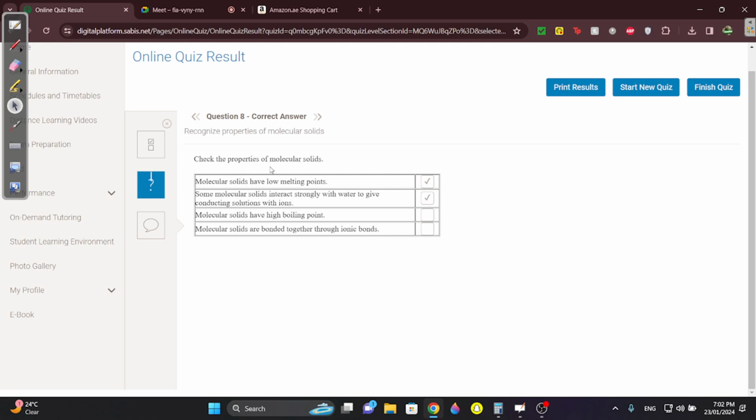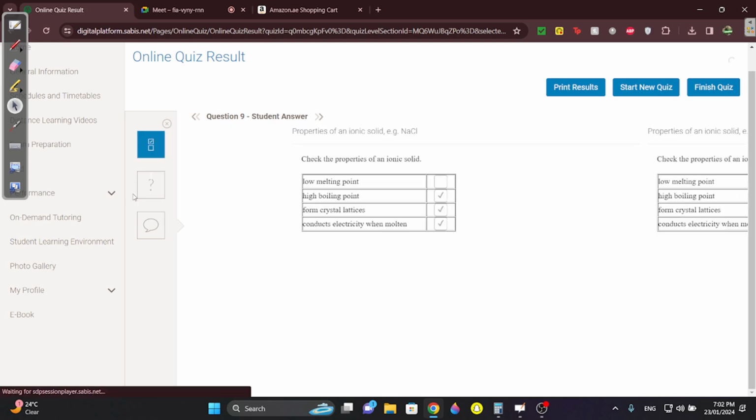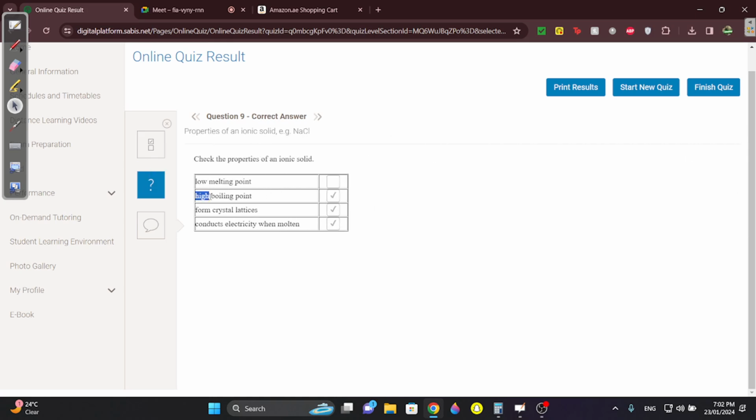Check the properties of molecular solids. Molecular solids have low melting points. Some molecular solids interact strongly with water to give a conducting solution. Some of them conduct. What are they? I told you, they're acids. They have a high boiling point? Of course not. And molecular solids are bonded together through ionic bonds? Definitely not ionic bonds. Remember, molecular solids have a low boiling point and low melting point. However, on question 9, ionic solids have a high boiling point. This is supposed to be high melting point. It can't be low. Ionic is high, molecular is low.